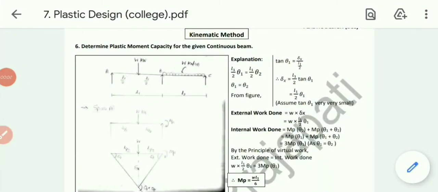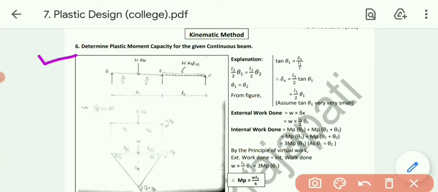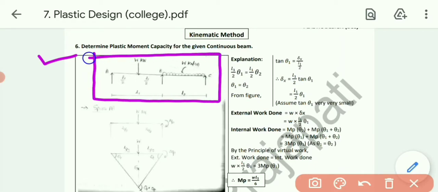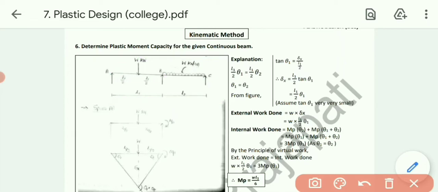So guys, now let's solve some examples using the kinematic method. Okay, so now in this one let's solve the data. Determine the plastic moment capacity for the given continuous beam. Now in this one a continuous beam is there. A continuous beam is a beam which contains more than 2 supports. Okay, now as you can see 1, 2 and 3 supports are there. So this one is a continuous beam.